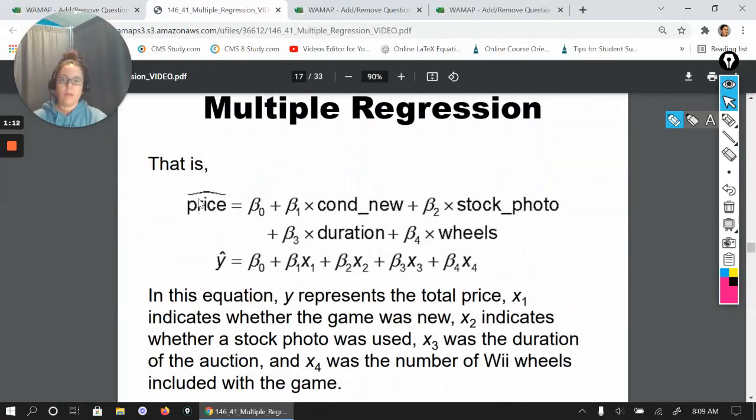That is, we want the predicted price to equal beta naught plus beta 1 times condition new plus beta 2 times stock photo plus beta 3 times duration plus beta 4 times wheels. So y hat equals beta naught plus beta 1x1 plus beta 2x2 plus beta 3x3 plus beta 4x4. In this equation, y represents the total price, x1 indicates whether the game was new, x2 indicates whether a stock photo was used, x3 was the duration of the auction, and x4 was the number of Wii wheels included with the game.